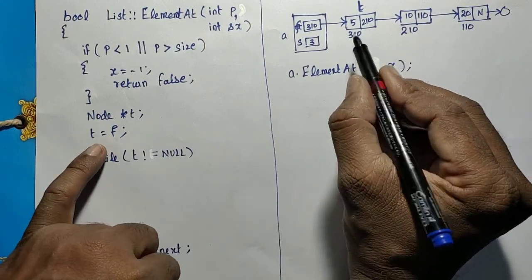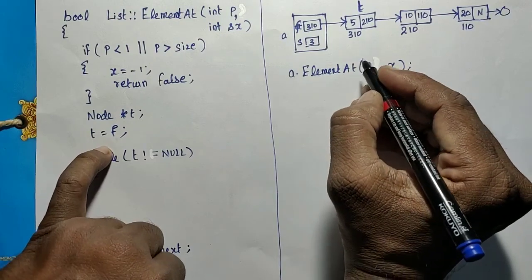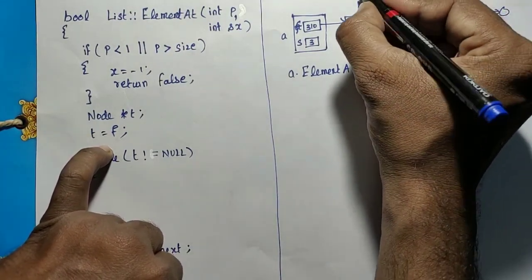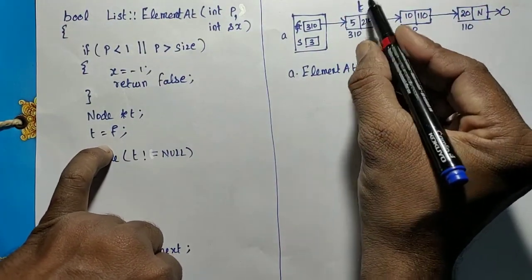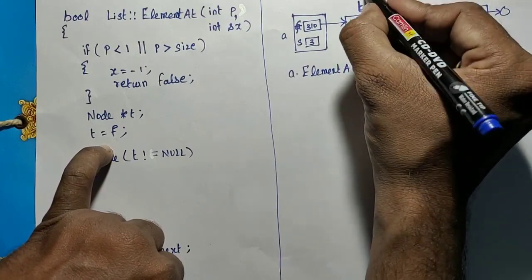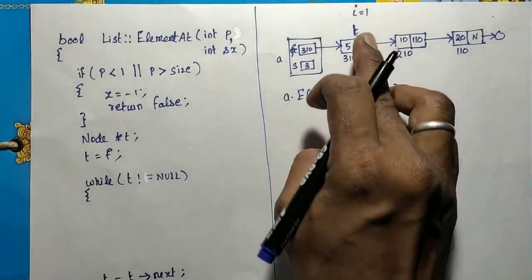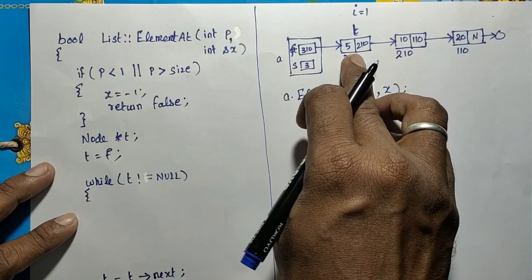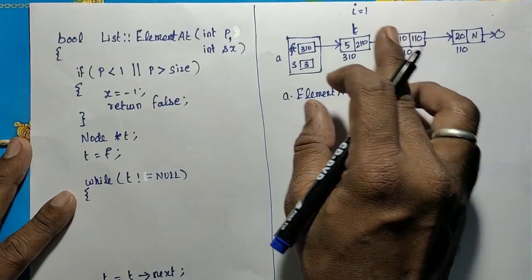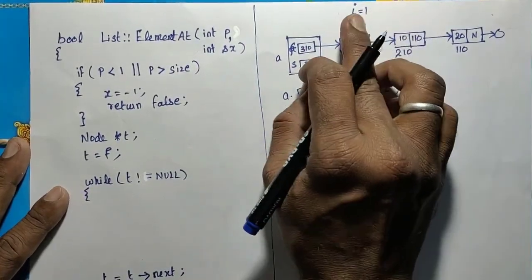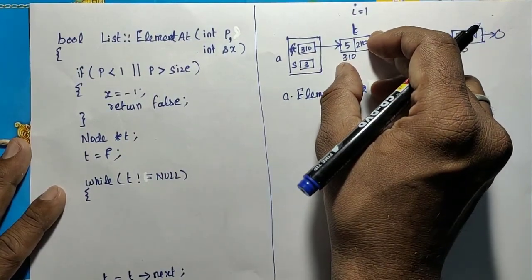So while we are pointing the T to the first node, I need to use another variable, for example I, the index. Index starts from 1. So I is pointing to the first node, I equal to 1 initially. When I equal to 1, T is pointing to the first node. Whenever we are moving T to the next node, I is also getting incremented. I is pointing to the index, the position of the corresponding node, the Tth node.